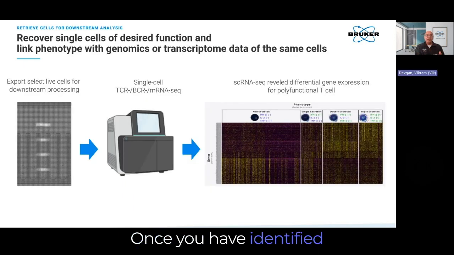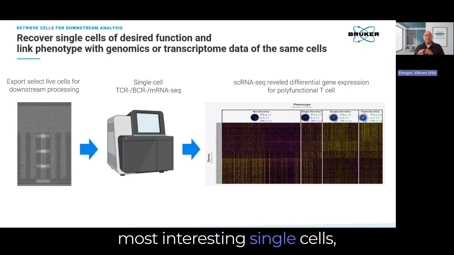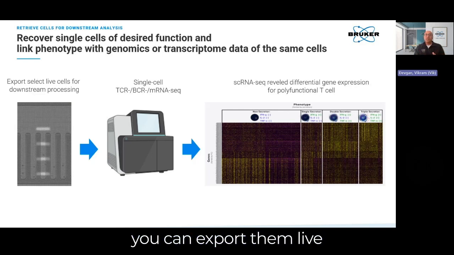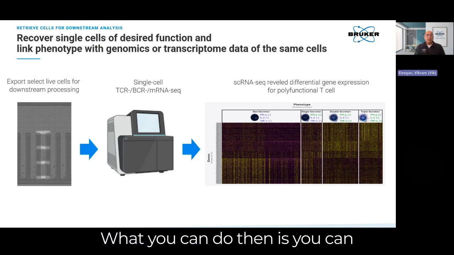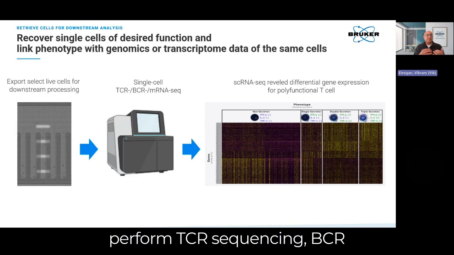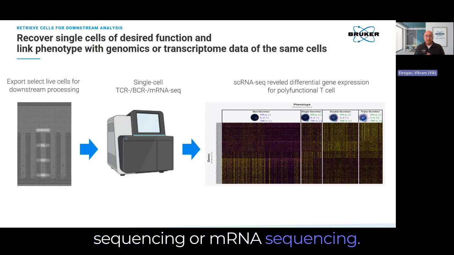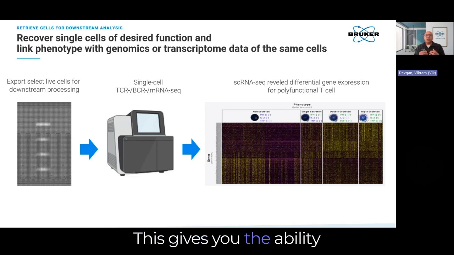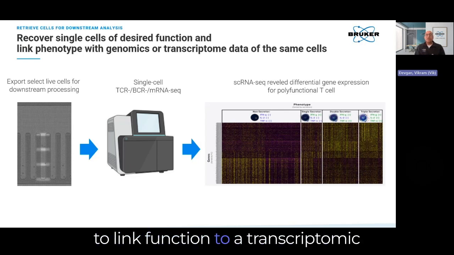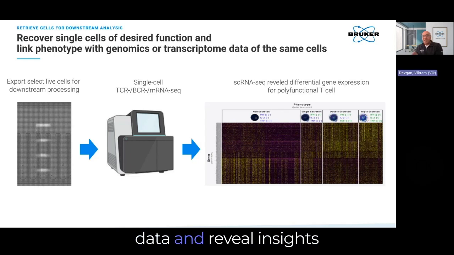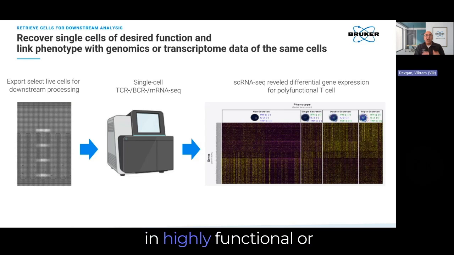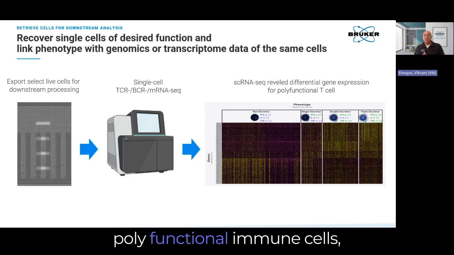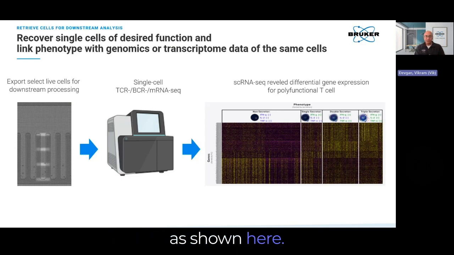Once you have identified the most interesting single cells, you can export them live for downstream sequencing. What you can do then is perform TCR sequencing, BCR sequencing, or mRNA sequencing. This gives you the ability to link function to transcriptomic data and reveal insights like differential gene expression in highly functional or polyfunctional immune cells, as shown here.